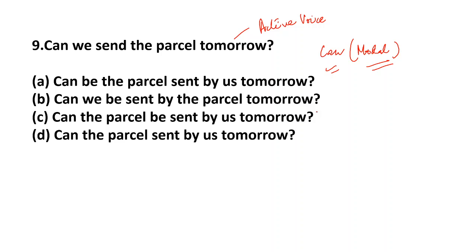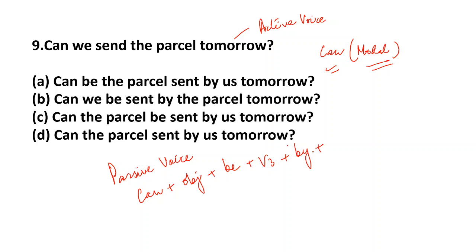So it will be can. In the passive voice, it becomes can plus object plus be plus V3 plus by plus subject. This is the modal one. And the question mark is very necessary, otherwise it will become wrong.